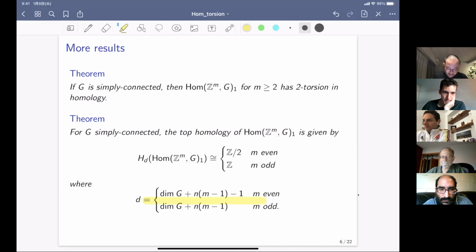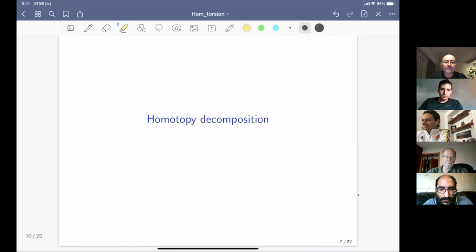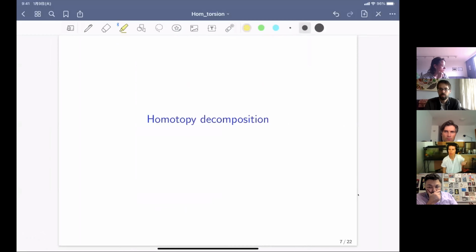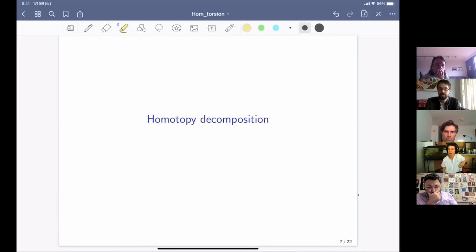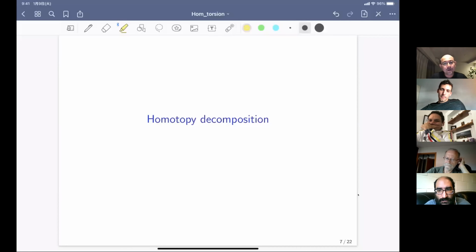All right, so let's go into the homotopy decomposition. We want to show that the space Hom(Z^m, G)_1 is a hocolim of some functor, and homotopy colimit is kind of a good fiberwise space structure. So we need to find a good fiberwise space structure on the space Hom(Z^m, G)_1.